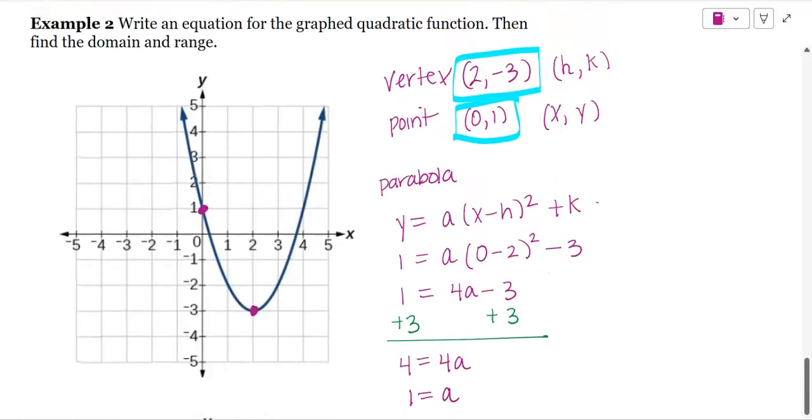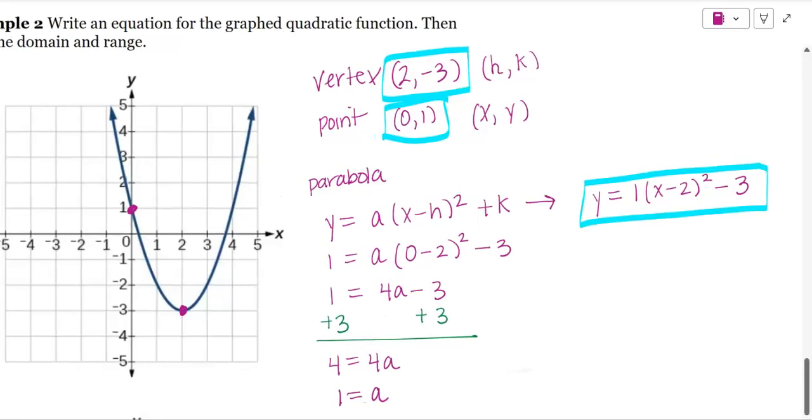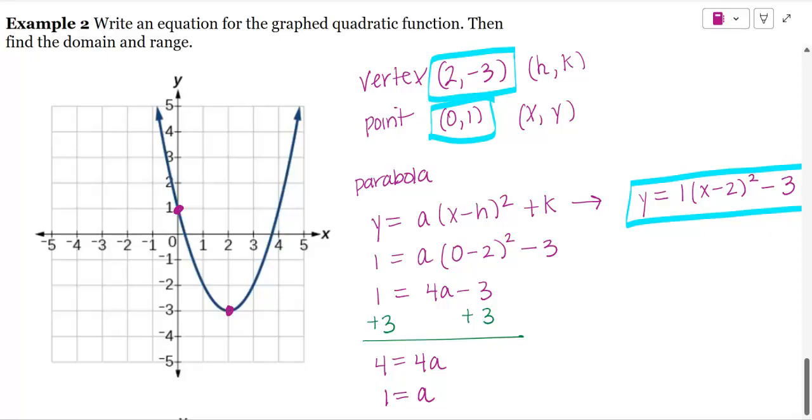So going back to our formula here, we'll write that our general formula is going to be y equals 1 for a, x minus 2 squared, and then minus 3. So this, we think, is the formula of the graph that we see.